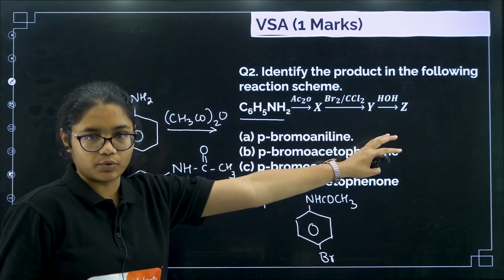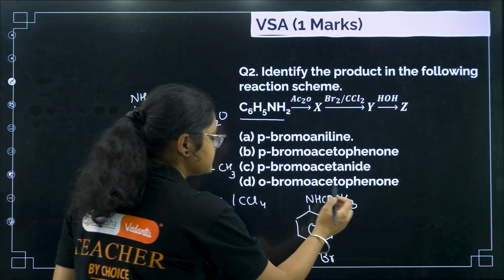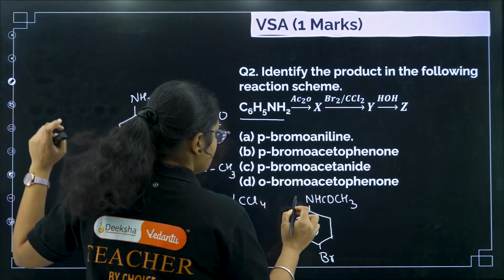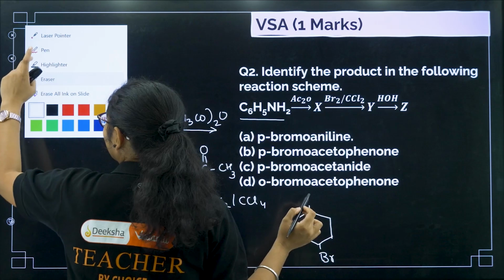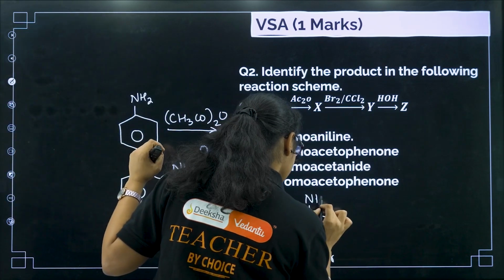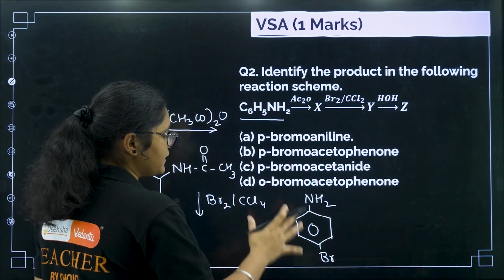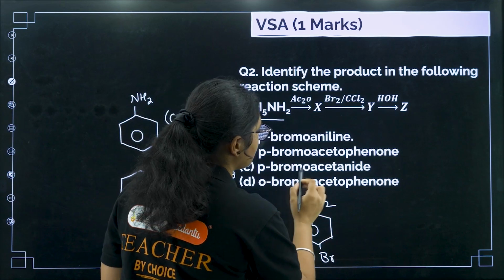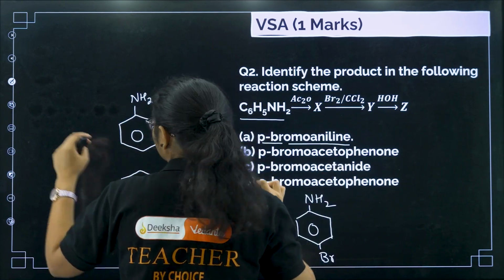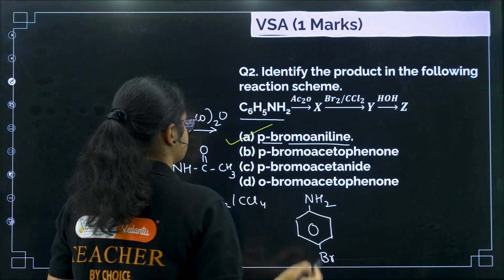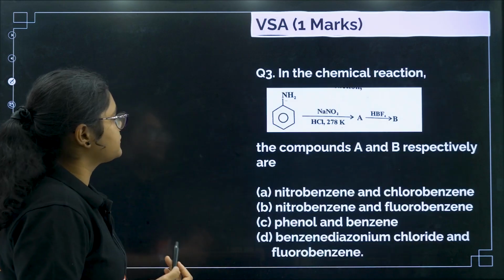Next, H2O. If you take water, the NHCOCH3 group will be converted to the NH2 group. So the correct answer for this question will be para-bromoaniline. Option number A is the correct answer. Next is question number 3.